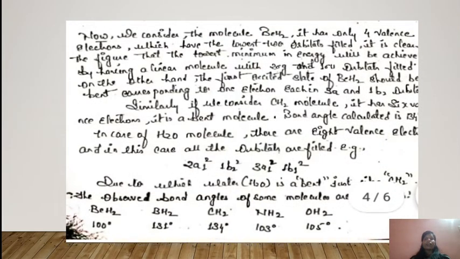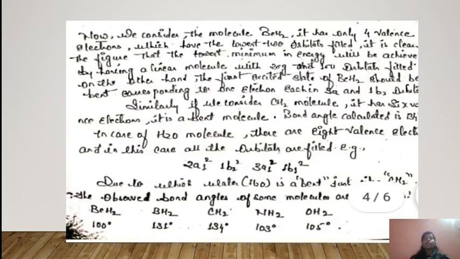On the other hand, the first excited state of BeH2 should be bent, corresponding to one electron each in 3a1 and 1b2 orbitals. It is the same as we explained earlier in the previous diagram. Similarly, the BeH2 molecule is actually bent, and in the bent form it is more stable.